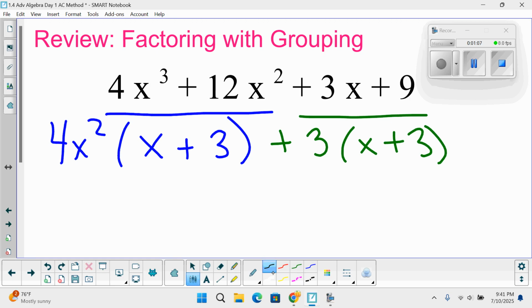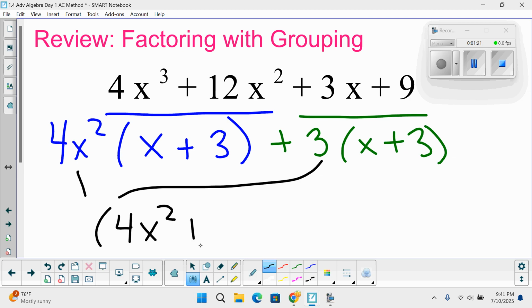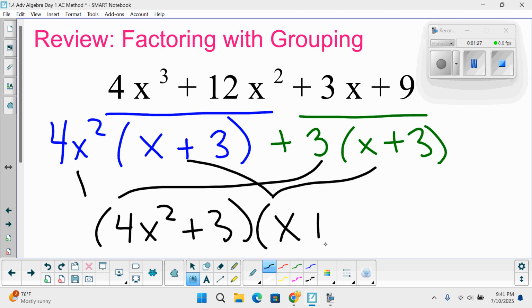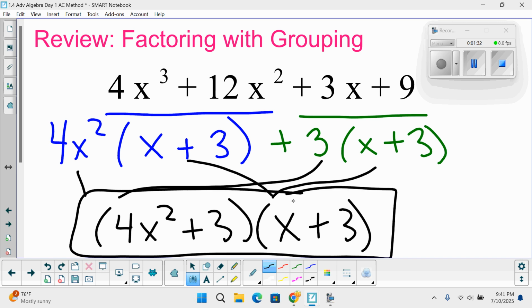Now this brings me to my favorite part about grouping. It's the abracadabra poof step. It's almost like magic how this works. This 4x squared and this 3 will join and make a brand new group with one another. And this x plus 3 group and the other x plus 3 group kind of conjoin and become a single x plus 3 group. It's so cool how it works, but this is the final correct answer. If you don't believe me, you can FOIL it all out and you will get the exact same 4 terms we had that we started with.